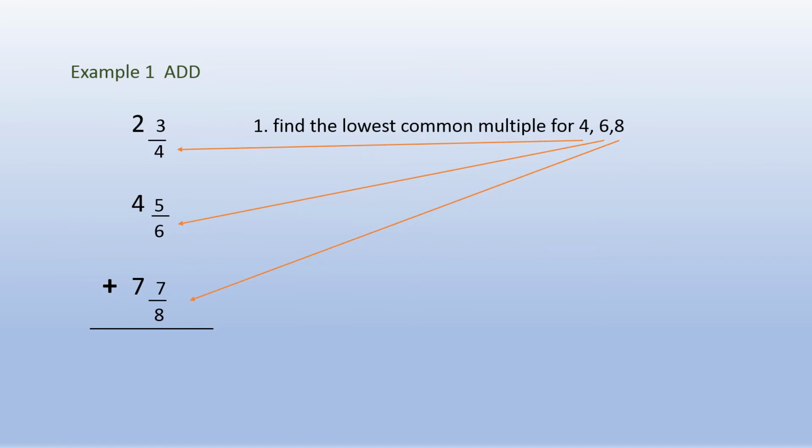To add fractions. If I was asked to add 2 and 3/4 plus 4 and 5/6 plus 7 and 7/8, you cannot add them as is. Why? Because the fractions have different names. They don't have a common multiple. We need to look for the common multiple of 4, 6, and 8. That means the first number that will appear on the 4 times table, 6 times table, and 8 times table.